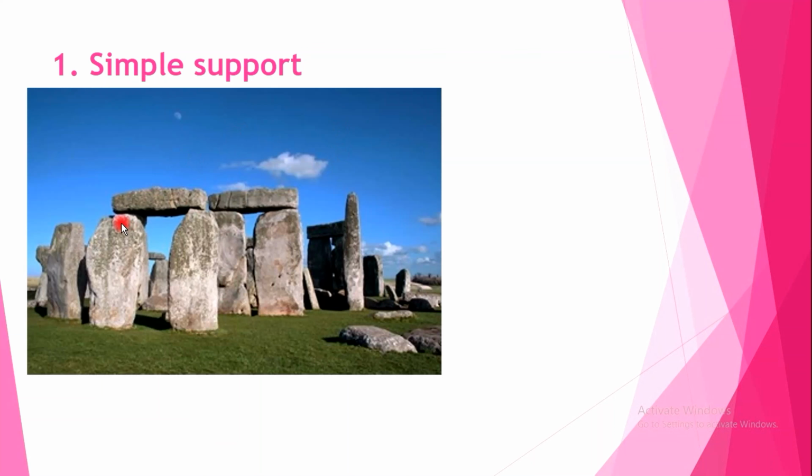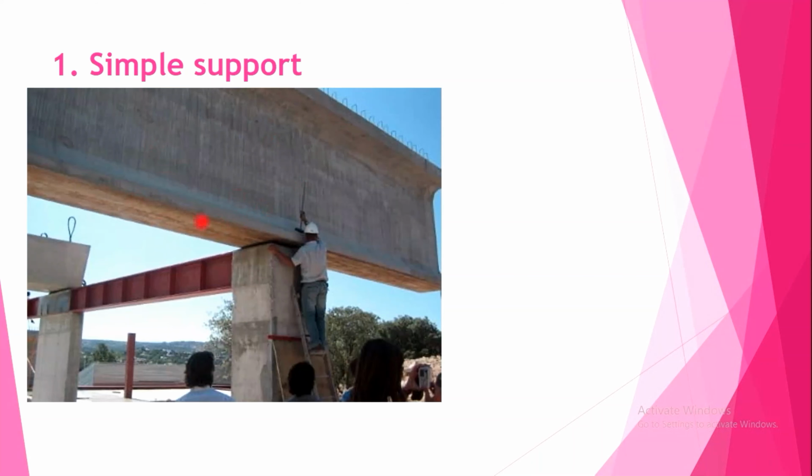So simple support means, just observe this figure. Here we have some vertical stones and a horizontal stone. This horizontal stone is simply placed on the vertical one. This type of support we can call a simple support. In civil engineering structures, refer to this figure. Here we have one concrete element placed above the column, not connected to it. It is just simply supported over the other. This type of support we call a simple support.